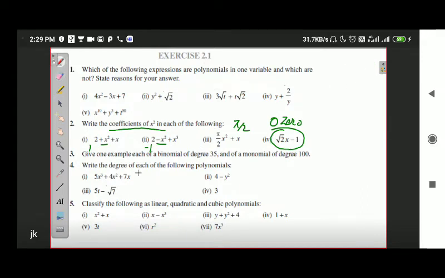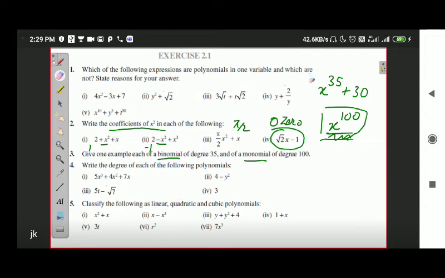Next, question number 3. Give one example of a binomial. Binomial means two terms of degree 35. So I will write it as x to the power 35 plus 30. Okay. And the second one is a monomial of degree 100. Monomial means one term, that will be x to the power 100. We have to just take a term in which the power of the variable is 100. So we simply take x to the power 100.